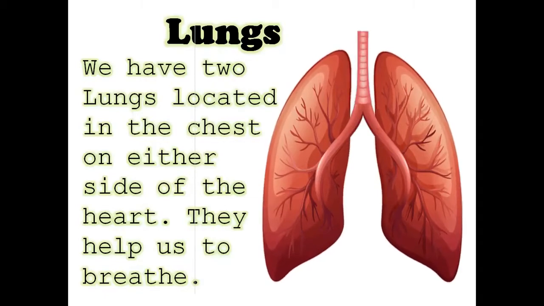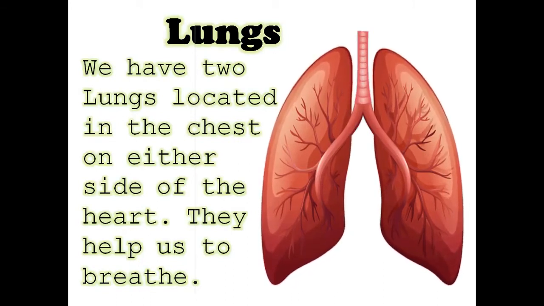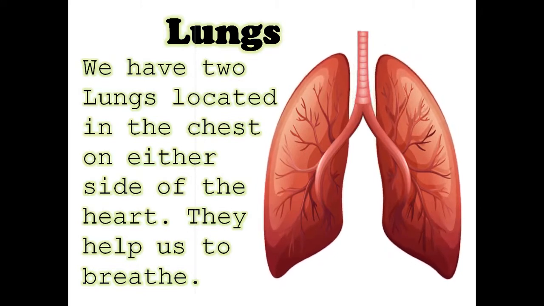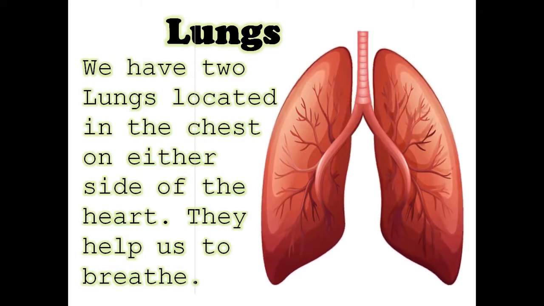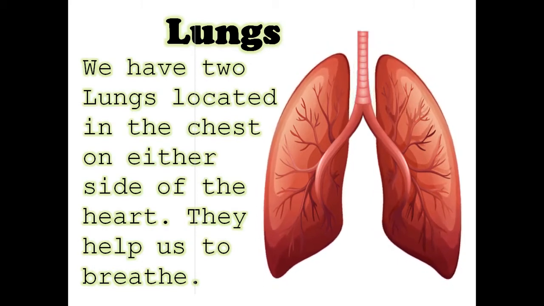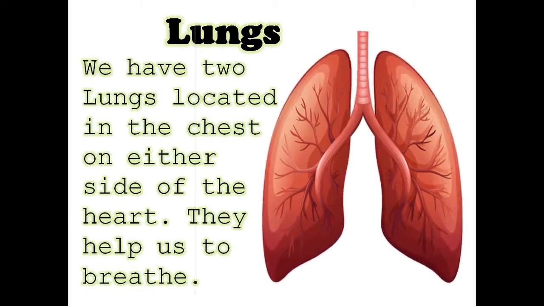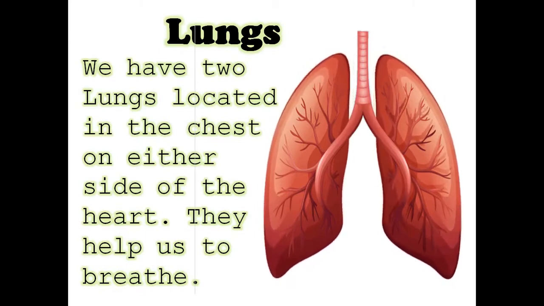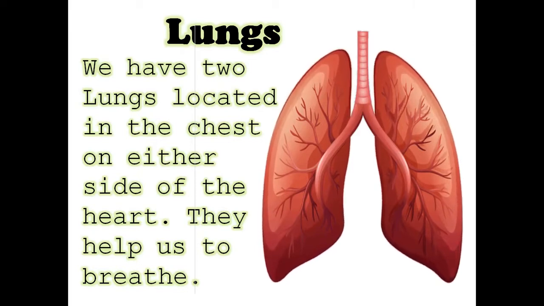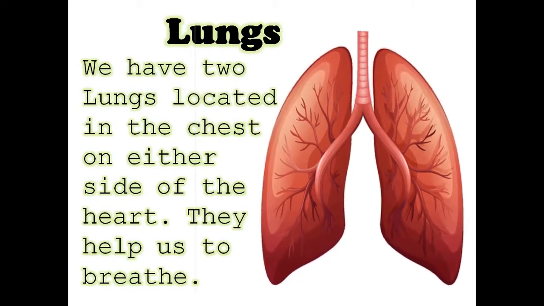Lungs. We have 2 lungs located in the chest on either side of the heart. They help us to breathe. Children, in your chest, you have 2 lungs on either side of the heart. Just next to the heart, we have lungs. You keep your hand on your chest, you'll feel your breathing. When you breathe in, you breathe out, you feel how the lungs bloat up. So the lungs are located in the chest, and the lungs help us to breathe.